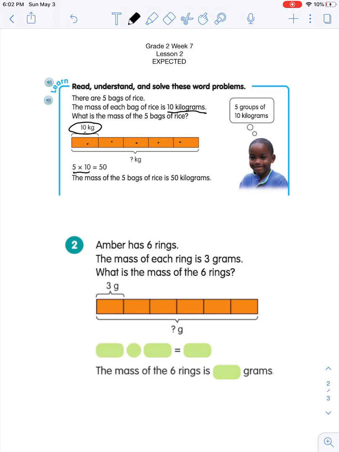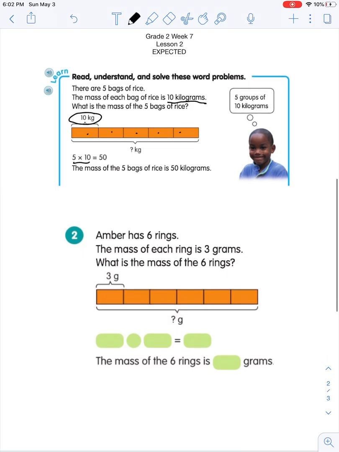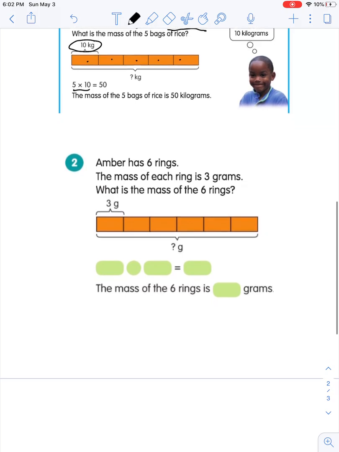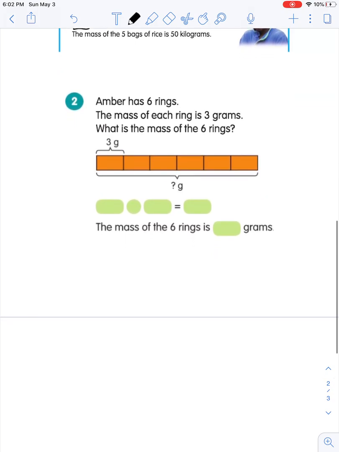And I can figure that out by skip counting by 5s, or skip counting by 10s, or I could do repeated addition with 10s. I could do 10 plus 10 plus 10 plus 10 plus 10. So I'm doing it 5 times, right? And that way I'll find my answer. Let's take a look at number 2.